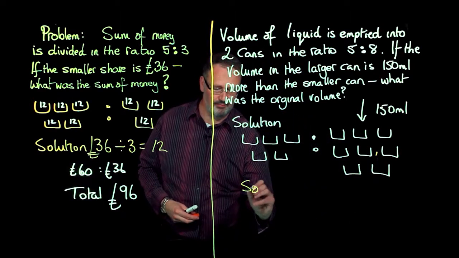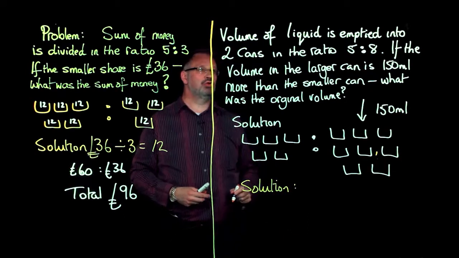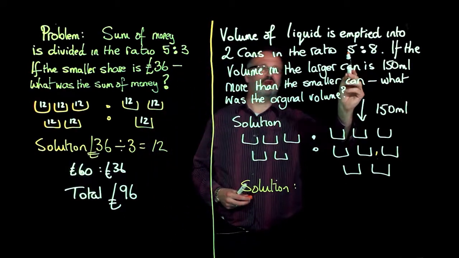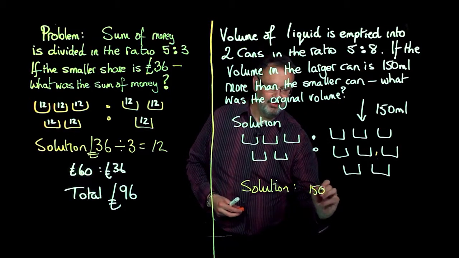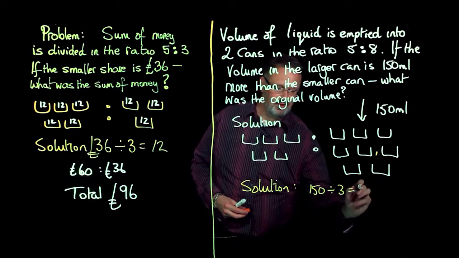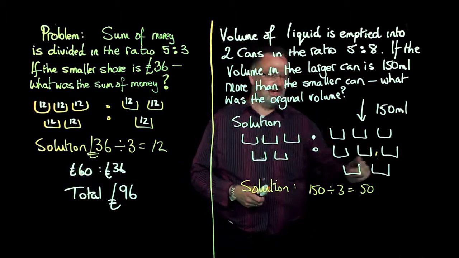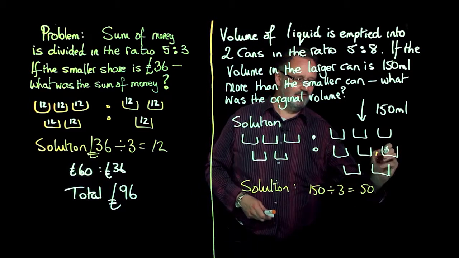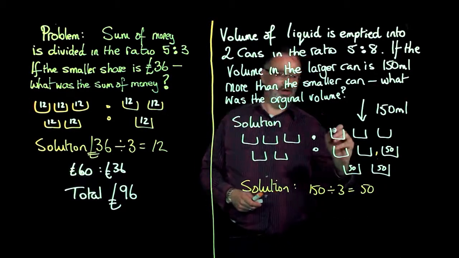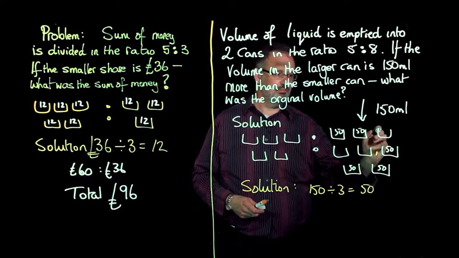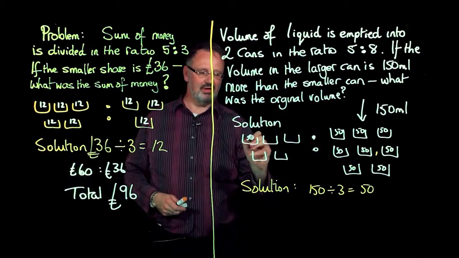So solution. I look at the difference in the quantity of the shares. 8 take away 5 is 3. 150 divided by 3 is 50. So in each of these 3 shares here sits 50 millilitres. Similarly, there must be 50 in each of these, and over here to be consistent.